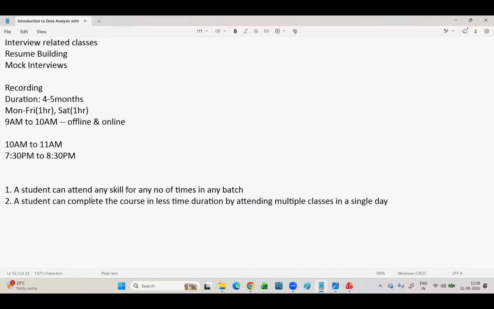So that is about today's class. I only focused on providing the introductory knowledge needed about our course, how we are teaching the course, the placement assistance, how we are following, the success stories, the AI replacement things. These are all very basic things I discussed.